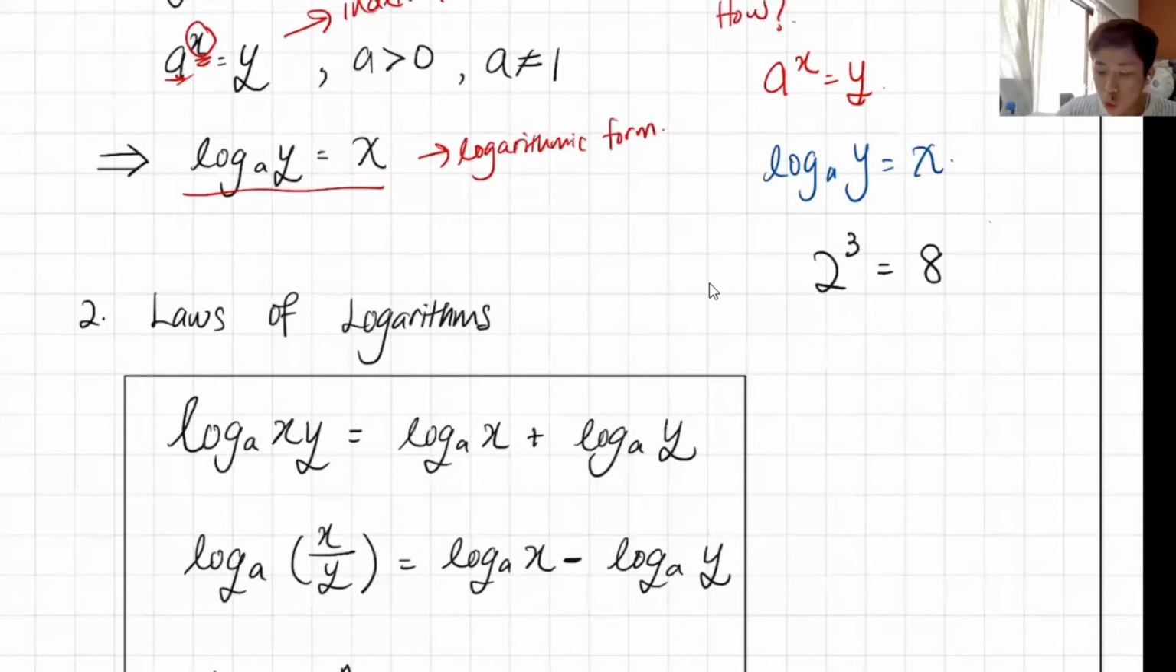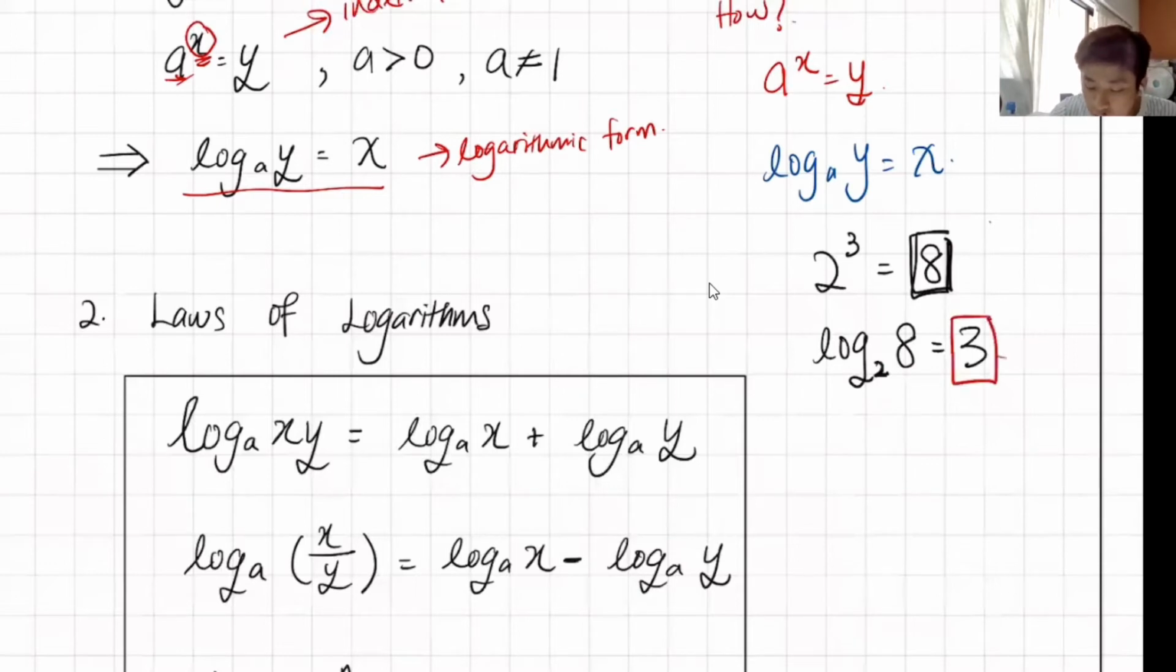When I change 2 to the power of 3 equals 8 to logarithmic form, how will it look? Don't forget, it will become log, and the base will always be the small number beside the log. And then the 8 here would come here, equals to 3. Basically, in logarithmic form, the answer on the right-hand side is actually the power.